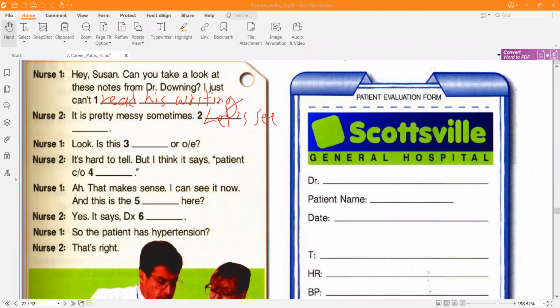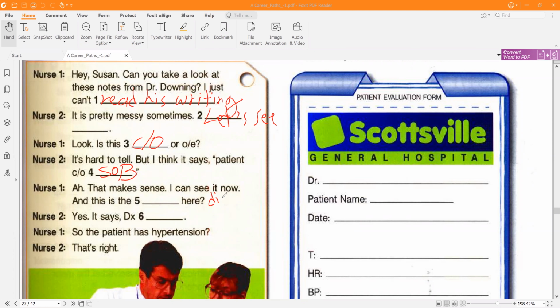Is this C-O or O-E? It's hard to tell, but I think it says patient C/O SOB. That makes sense. I can see it now. And this is the diagnosis here. Yes, it says DX-HTN. So the patient has hypertension. That's right.